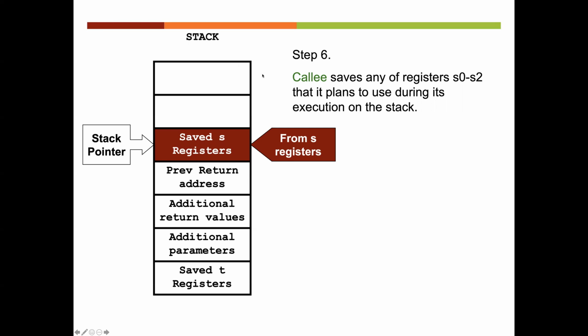So next, what we'll need to do is save. The callee will save appropriate information and registers S0 to S2. And this is what is used during the initial call from the callee, and this will implement our stack pointer.